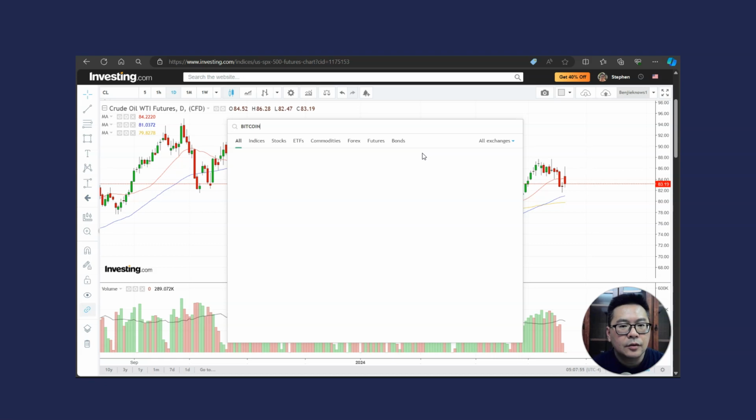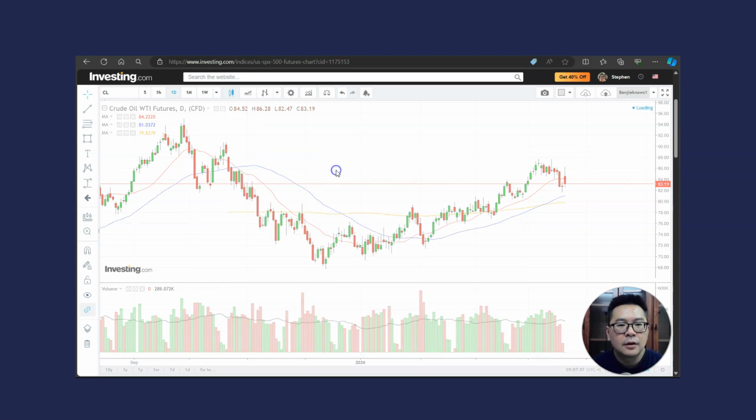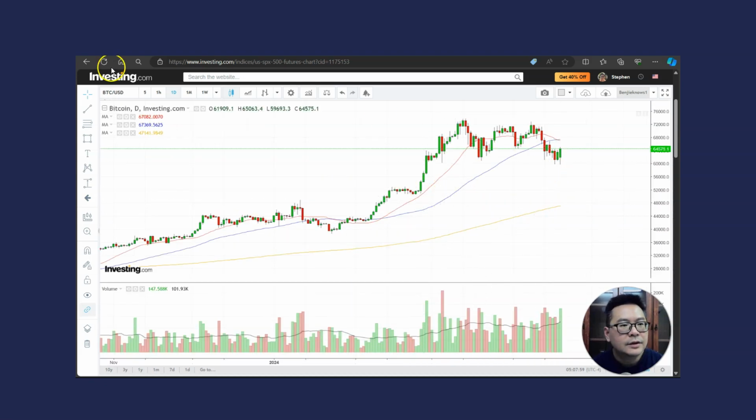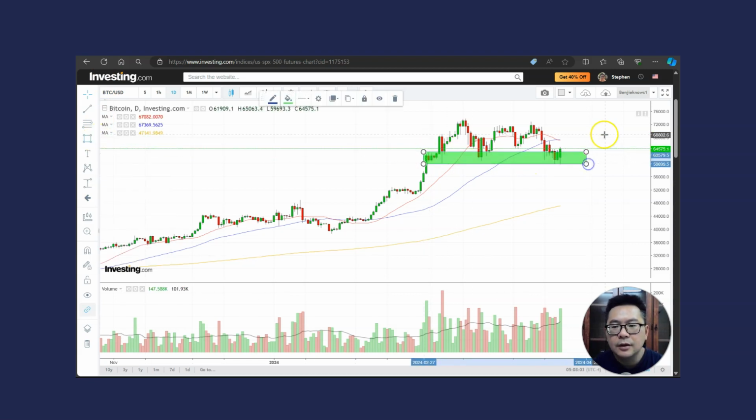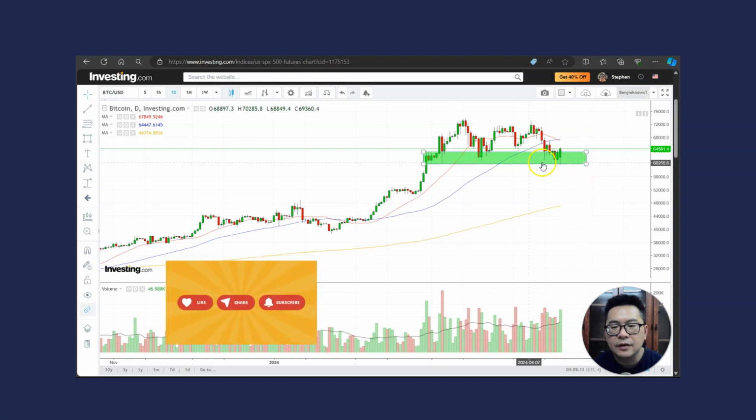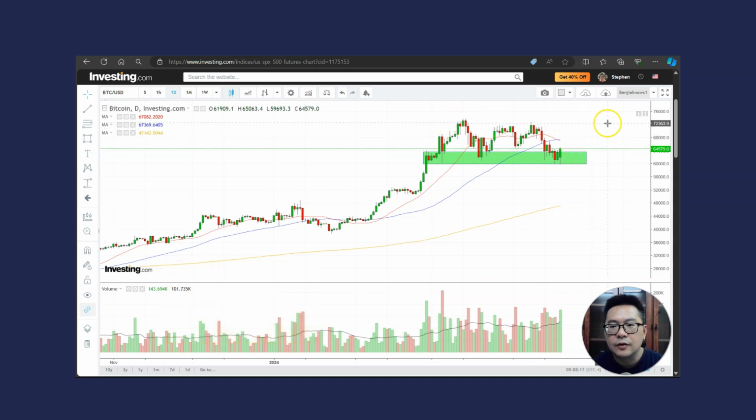How about Bitcoin? Bitcoin is at this important area of support right now. Now, if the support does not hold, we might see it breaking down to here and maybe the 200. So this is a very important support area to watch. If it holds, then maybe you can trade back up and form a consolidation, and maybe in the future it might break out higher.